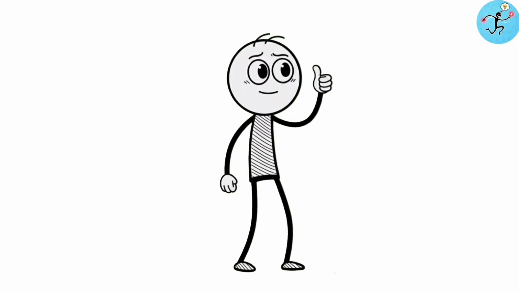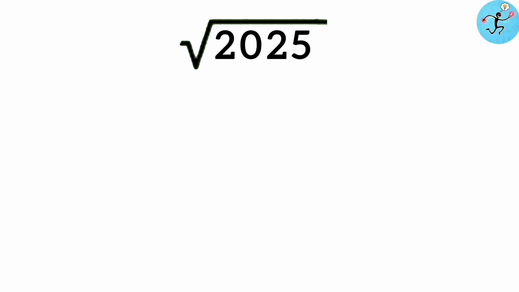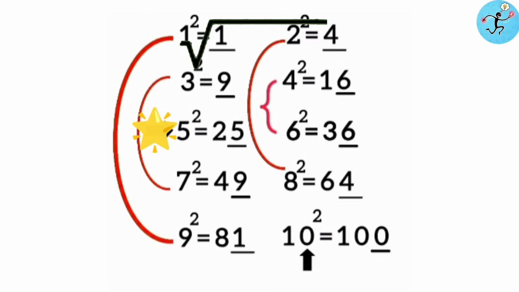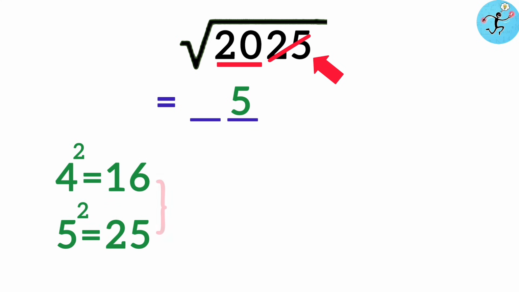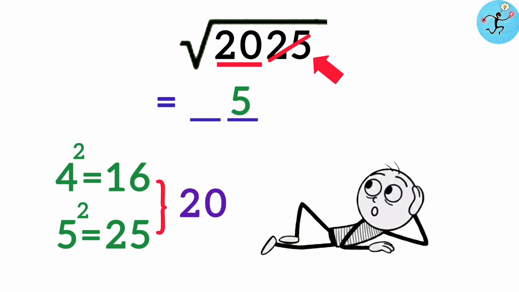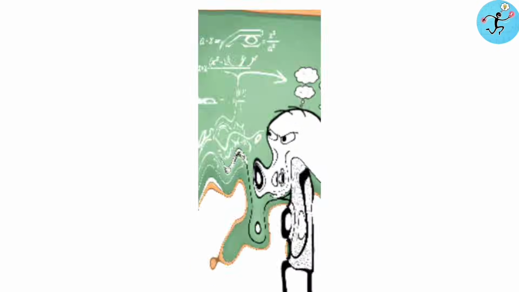One more example. Find the square root of 2025. Last digit, 5. The square root must end in 5. Ignore 25. Focus on 20. 4 squared equals 16. 5 squared equals 25. 20 lies between 16 and 25, so the first digit is 4. The answer is 45. Now try one on your own.